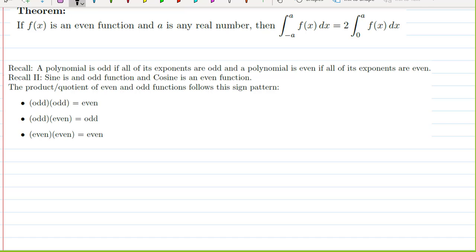And then we have the following property for the product and quotient of even and odd functions. An odd times an odd, or an odd divided by an odd, will give you an even. An odd times an even will give you an odd. And an even times an even will give you an even. So odd and even functions behave like positive and negative 1 under multiplication and division. So odds are like negative 1, so a negative times a negative is a positive. A negative times a positive is a negative, and a positive times a positive is a positive.